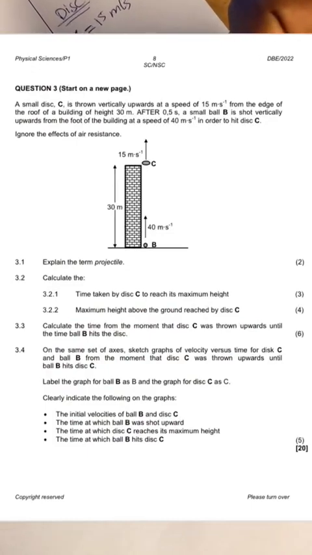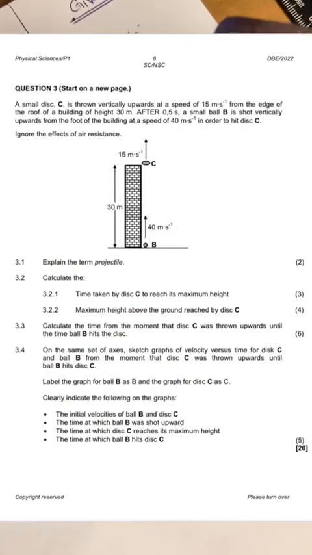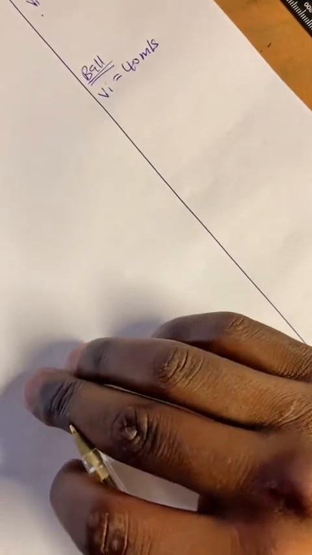So we have two objects here. We have a disc and a ball. So here is your ball. It is also shot vertically upwards at a speed of 40 meters per second. That is our V initial, 40 meters per second, upwards, in order to hit disc C. This is the information which we are given at this point.